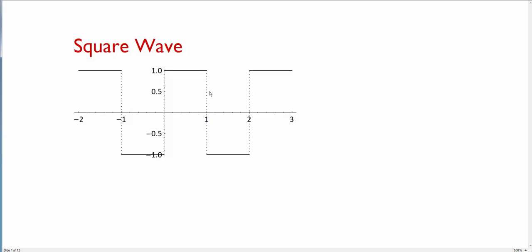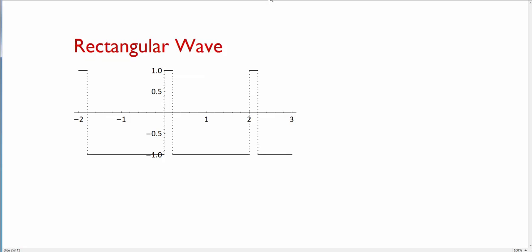An ideal square wave has a duty cycle of 50%, meaning it's on 50% of the time and off 50% of the time. This is in contrast to a rectangle wave, which can have a duty cycle of less than 50%, like in the example shown here. It's only on for a short time and then it's off for a long time.